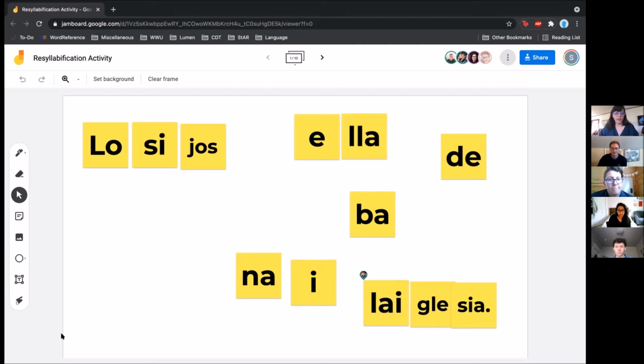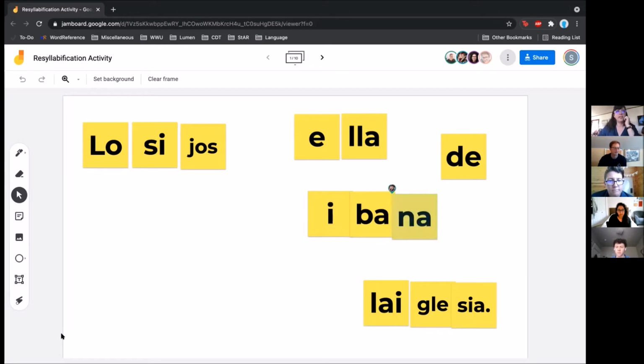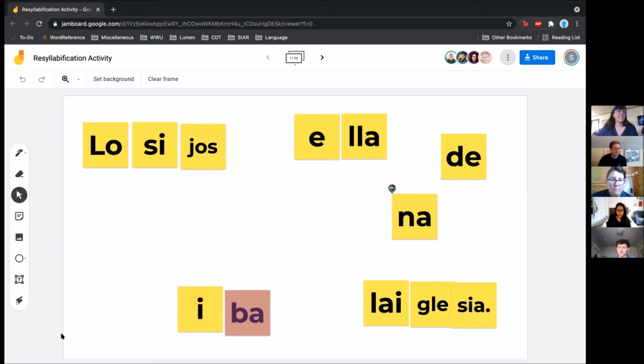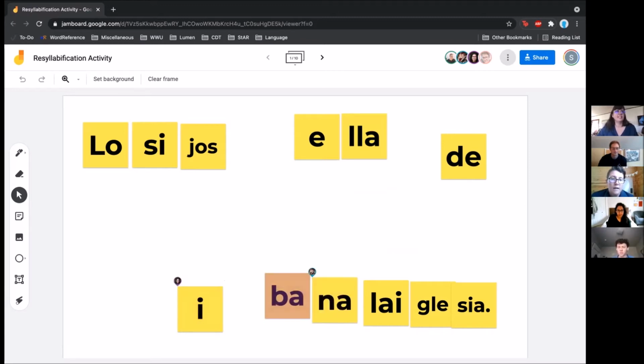Oh, what if we have iban? But wait, what do we do with that A there? If they're going to la iglesia, then that's just the a between those. So we can iban a la iglesia. Oh, so the same thing happened. That N that was at the end, it became at the beginning. Exactly. Sweet, so we're super close here. We just have to figure out where to put the de.